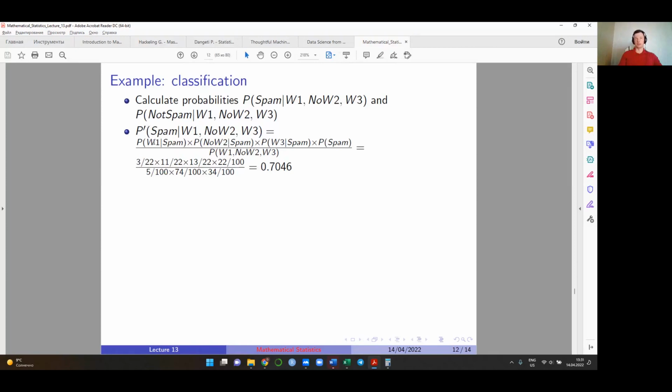So how do we calculate this? Based on our assumption of independency, we need to take these 3 conditional probabilities that we have calculated before, multiply them by the probability that the email is spam, and divide by the probability of observing W1, no W2, and W3 together. So what is this probability? Since we assume that they are independent, this probability is simply the product of their marginals.